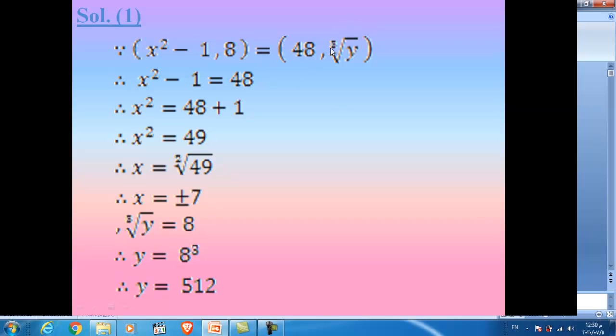Okay, and second, cube root of y equals 8. We want to cancel the cube root, so 8 will be 8 power 3. 8 power 3 equals 512. So now x equals positive or negative 7 and y equals 512. Okay, another example.